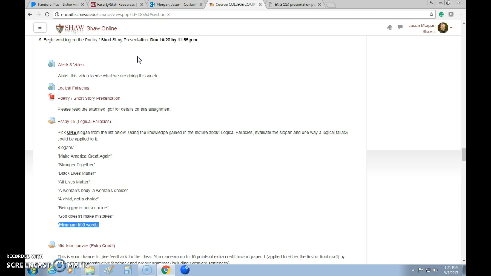Logical fallacies. Now, why is this important? Because you're going to be analyzing A Raisin in the Sun for the final project for this class, and you need to be able to see past logical fallacies when you do an analysis to make sure that you are being as unbiased as possible. So we're just doing a little activity to help us with that.